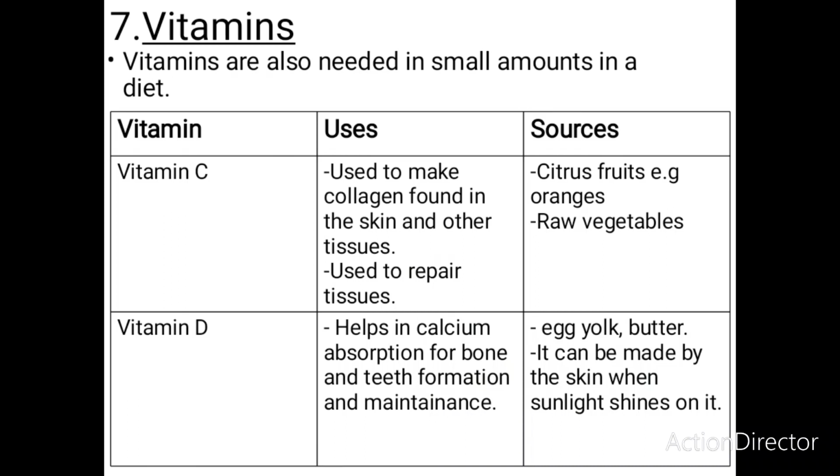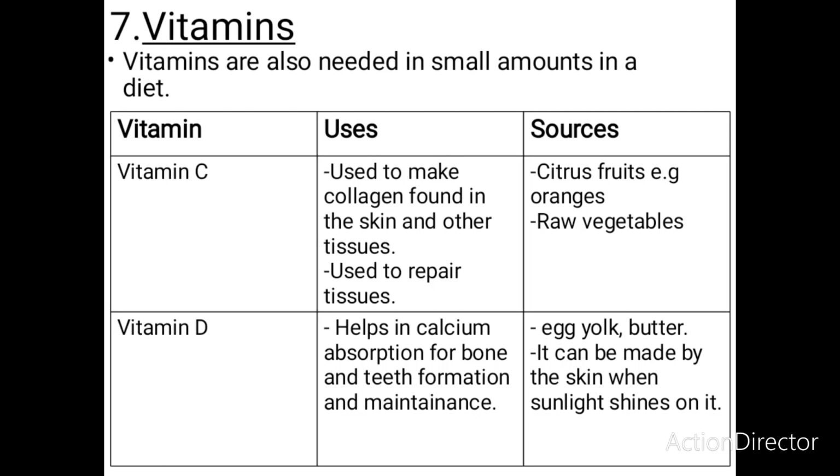Vitamins are also essential in a diet. Vitamins are needed in small amounts, but they are very essential. There are a lot of vitamins. We have vitamin A, vitamin D, vitamin E, vitamin K, and a whole lot of other vitamins. So vitamin C is used to make collagen that is found in the skin and other tissues, and it is also used to repair worn out tissues. So we can get vitamin C from citrus fruits such as oranges and raw vegetables.